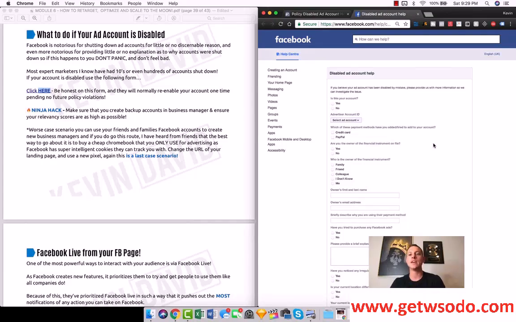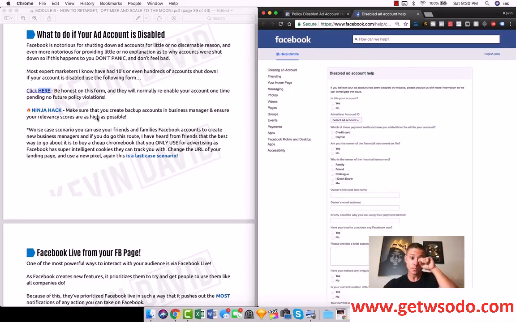And they'll generally, if it's your first violation, re-enable an account, but that account will be put on kind of a higher, more stringent watch. And so if you do mess up again, they'll figure it out much quicker, and they won't reactivate it no matter how much you beg and plead.